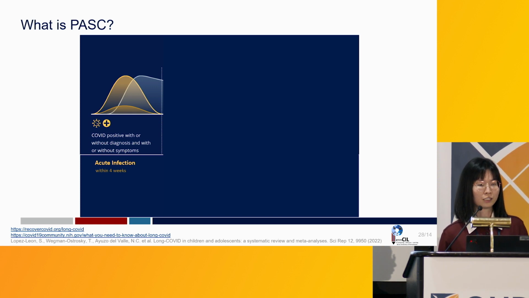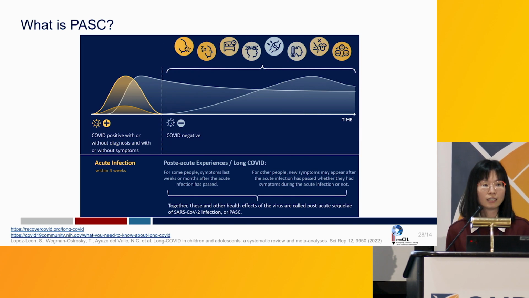When people test positive for COVID-19, they are in the acute infection phase, which lasts for 4 weeks. Some people may have symptoms while others do not. However, for many, this experience does not conclude after 4 weeks, where symptoms may persist or new symptoms may emerge. They move into the post-acute phase. This extended experience is termed the post-acute sequelae of SARS-CoV-2 infection, also known as PASC.